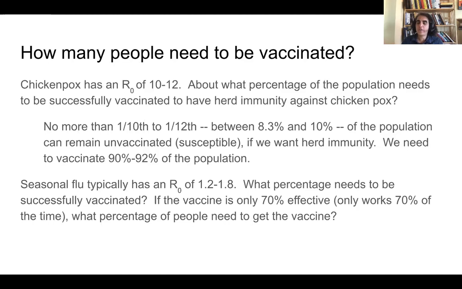Now it's the same thing for the seasonal flu with an R-naught value of between 1.2 and 1.8. And this one's a little trickier to calculate, but what percentage needs to be successfully vaccinated? And if you can figure it out, think about how you would deal with the fact that the vaccine is not 100% effective. It's only about 70% effective. And given that, can you figure out what percentage of people would need to get the vaccine? Answer on the form.